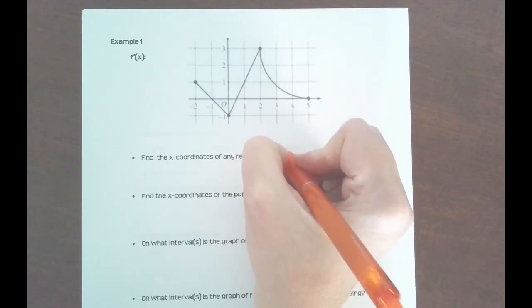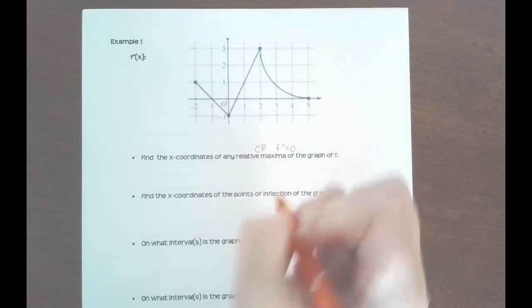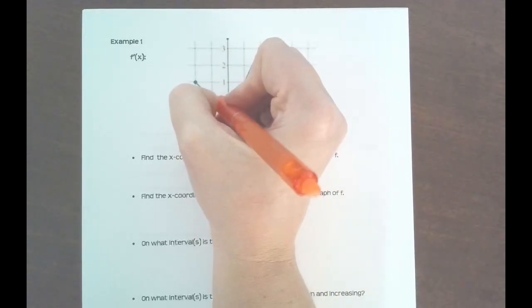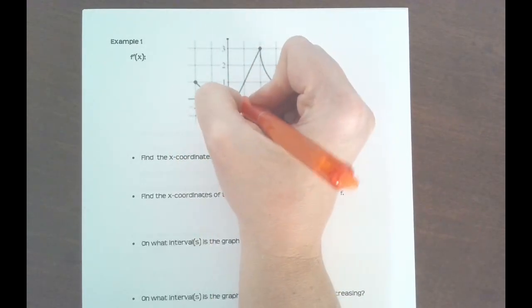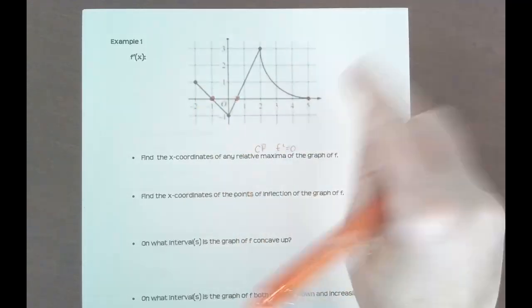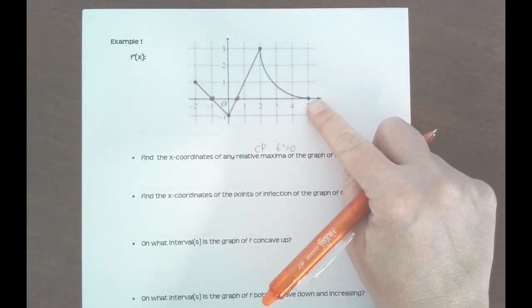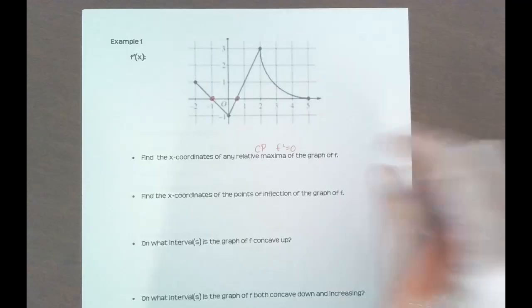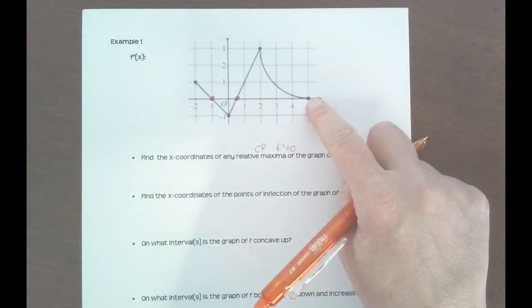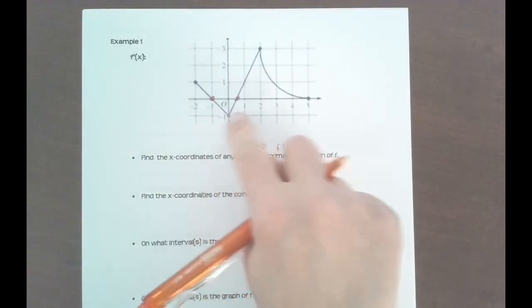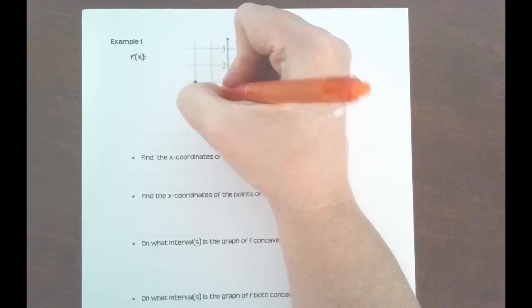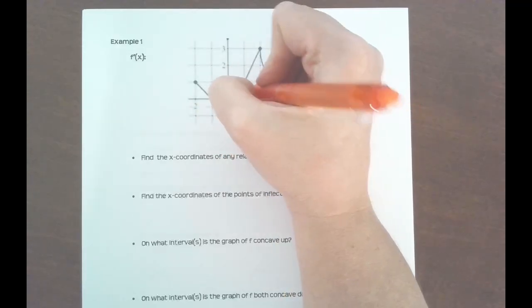So I'm looking for when does f prime equal 0? That would be here and here. It technically happens at the end, but we don't typically consider endpoints to be critical points. Some mathematicians do. I don't want you to stress about that. So let's just worry about these 2 points. These are what we know are our critical points.